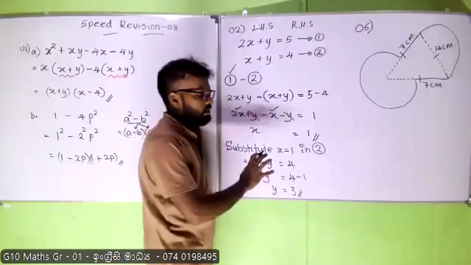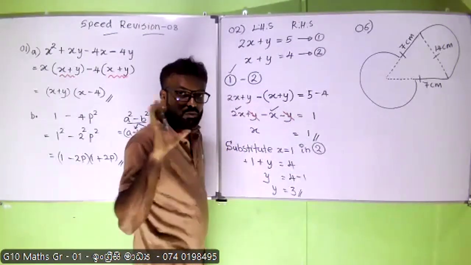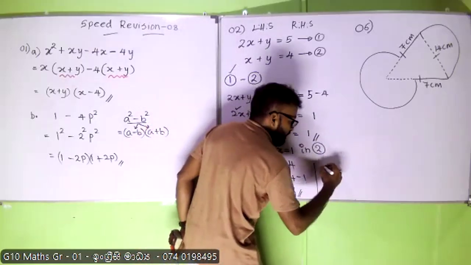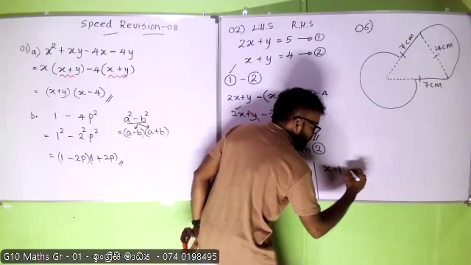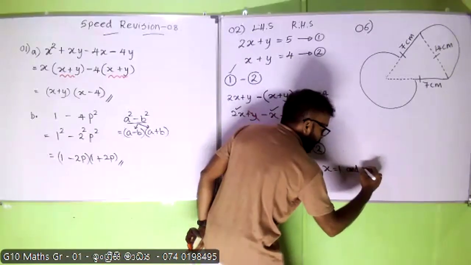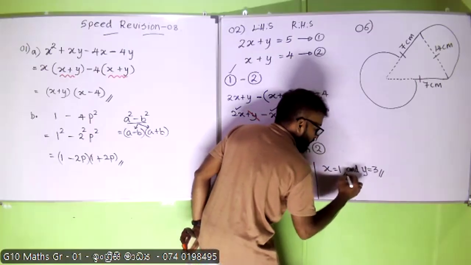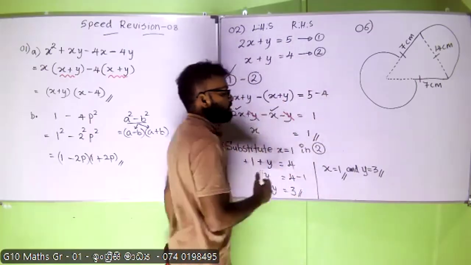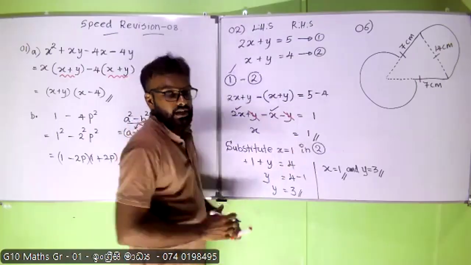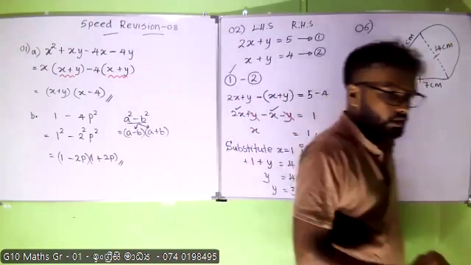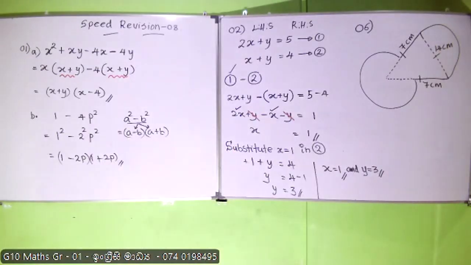At the end of the solution, you have to provide your answer in a single place like this. x equals 1 and y equals 3. These are your two answers for this simultaneous equation. And you need to verify that, right? So this is the way that you are going to do it. Okay, so let's move into the next question.